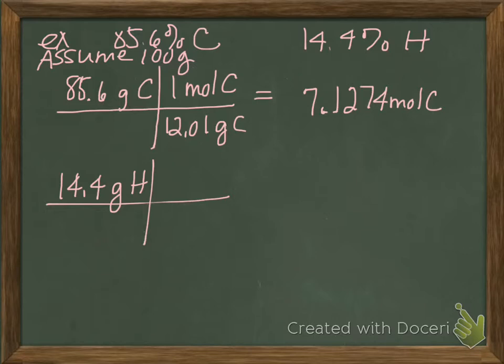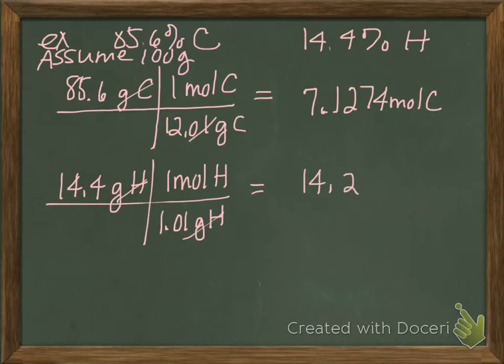It's on the table. 1.01 grams of hydrogen over 1 mole of hydrogen. Okay, so now our grams have canceled on everything. So take that one out to 4 decimal places, please. 14.2574. 14.2574 moles of hydrogen. Okay, so now that we're in moles, we can compare them.